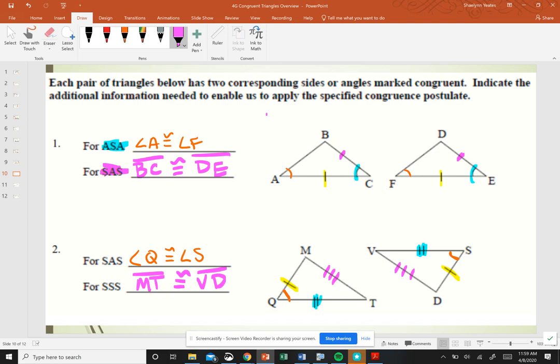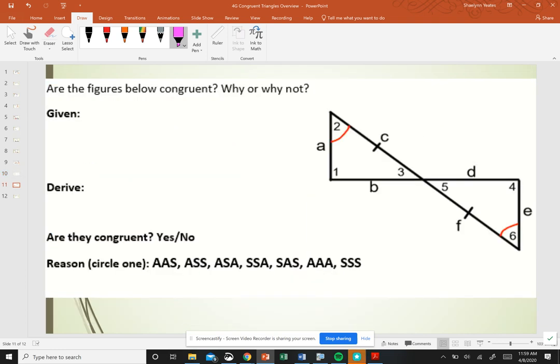Okay, how you doing? You doing okay? All right, let's try this one out. Are the figures below congruent? Why or why not? Let's take a look. What's given is that angle 2 is congruent to angle 6. We can see that because they're marked with the same red thing. We also know that C is congruent to F.